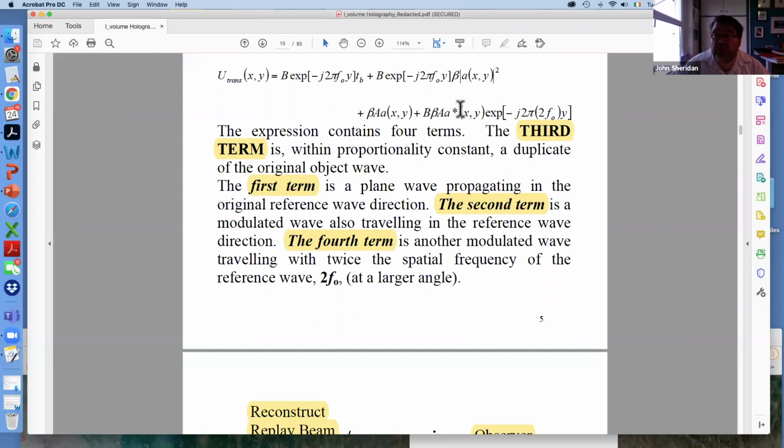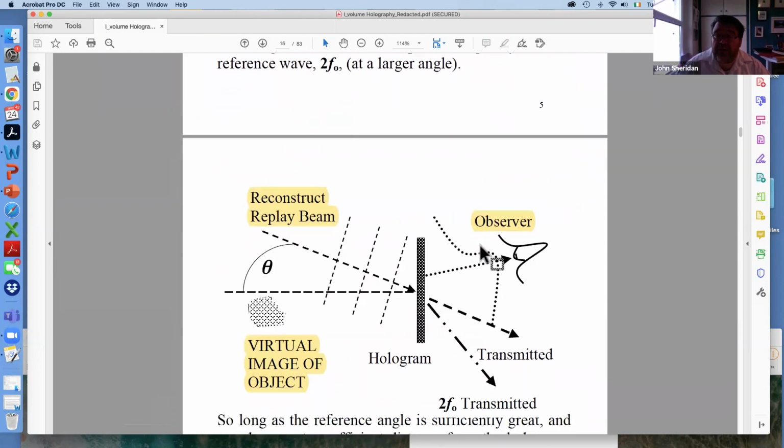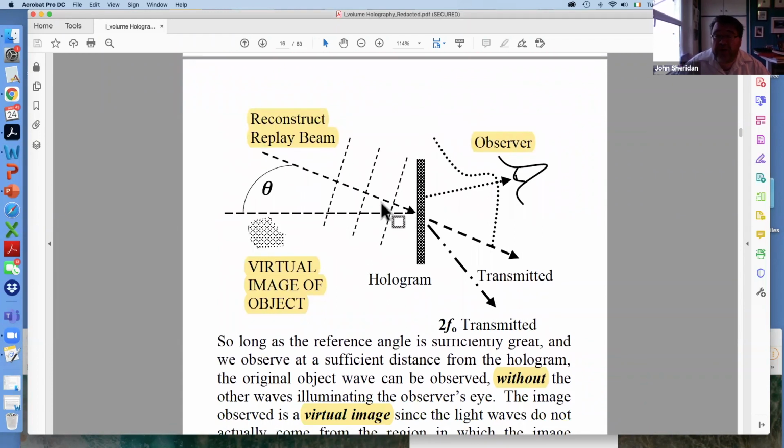You can see here it's multiplied by the complex conjugate of A. It's traveling, however, at a bigger angle with twice the spatial frequency of the reference wave, which means it's coming out at a bigger angle. So what do we have? We have our reconstruction. We have our observer here. So this is the one we want. This reproduces the field that comes from the object.